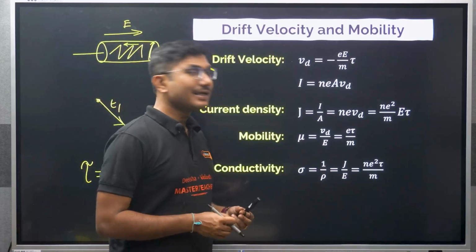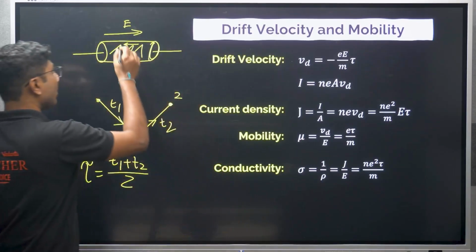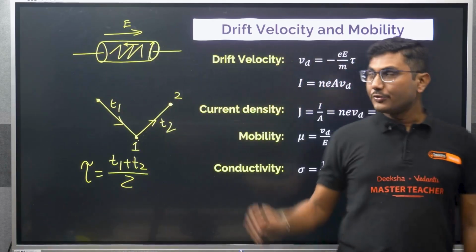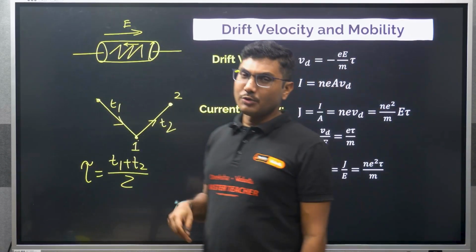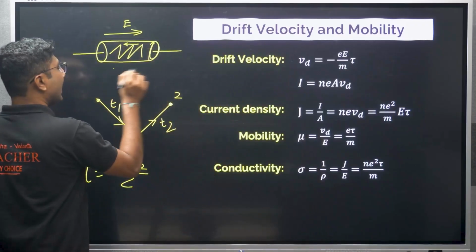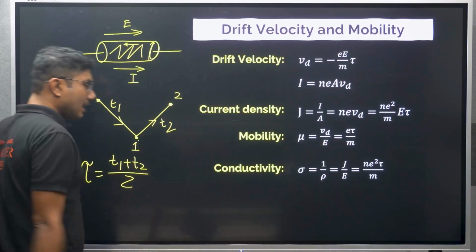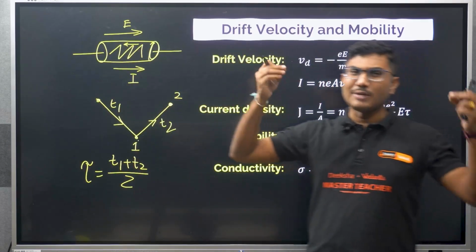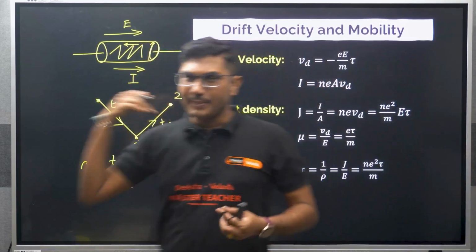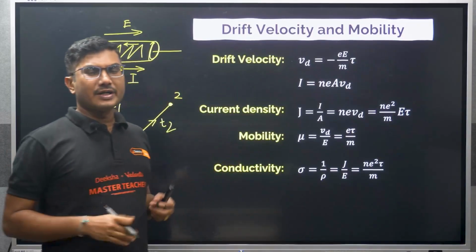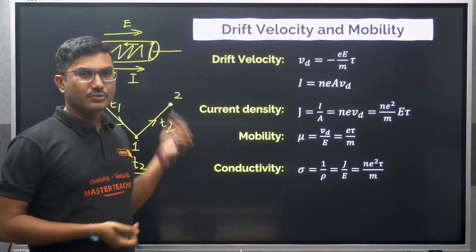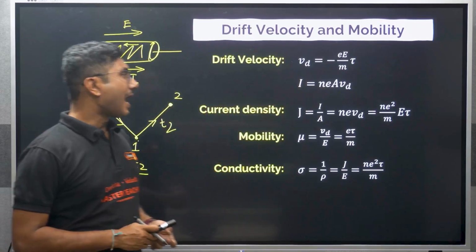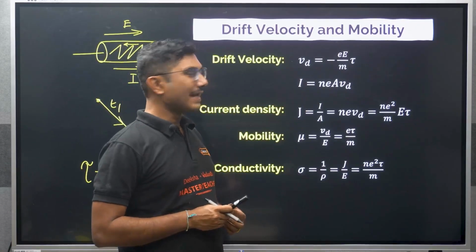Now because of this drifting of electrons, there will also be a current present in the circuit, right? If you apply an electric field, there will be a current flowing in the circuit as well, and generally current is considered to be in the direction of the electric field. Electric field means what? You have applied a battery. If you apply a battery, there will definitely be an electric current passing through the conductor, and that current expression is given by I = nAeVd.